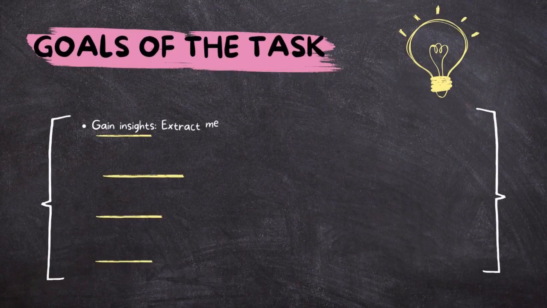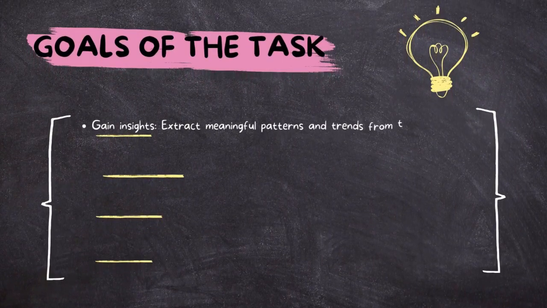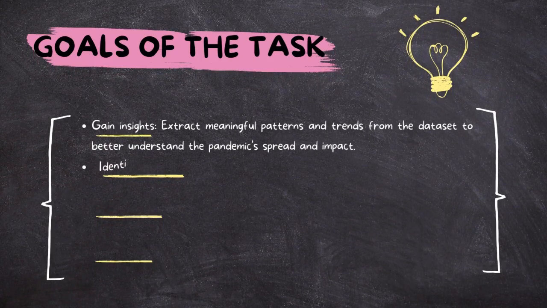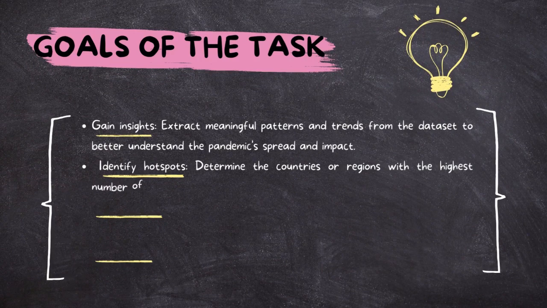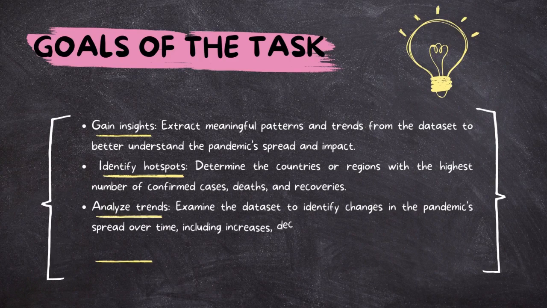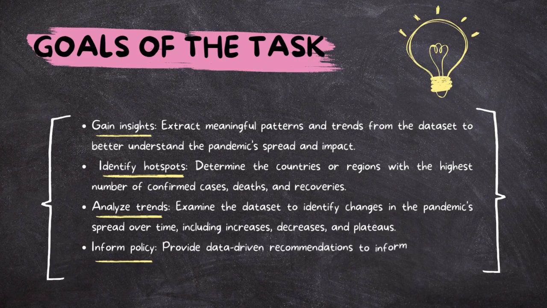These are my goals of the task. First, gain insights. In this we extract meaningful patterns and trends from the dataset to better understand the pandemic spread and impact. Second one is identify hotspots. We will determine the countries or regions with the highest number of confirmed cases, deaths, and recoveries. Third is analyze trends. We will examine the dataset to identify changes in the pandemic spread over time, including increases, decreases, and plateaus. And the fourth one is inform policy. Provide data-driven recommendations to inform public health policy and decision-making.